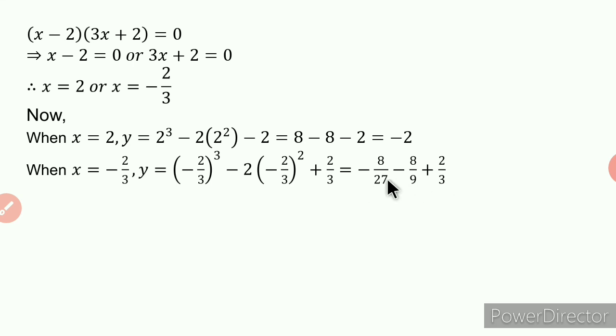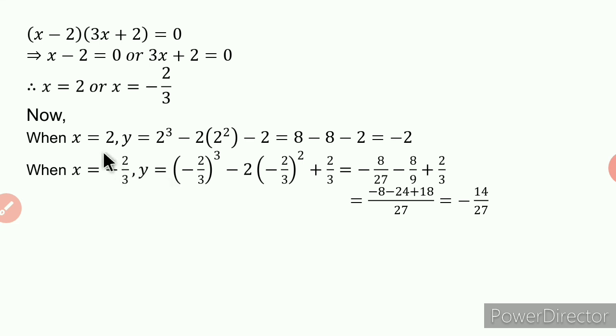Now, if we take the LCM here, the LCM is 27. So it is equal to minus 8 minus 24 plus 18 divided by 27. Now, minus 8 plus 18 is plus 10. So minus 24 plus 10 is minus 14. So we get the value of y for x equal to minus 2 by 3 as minus 14 upon 27.